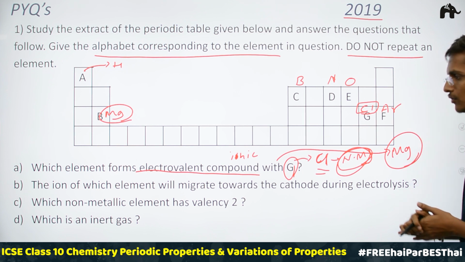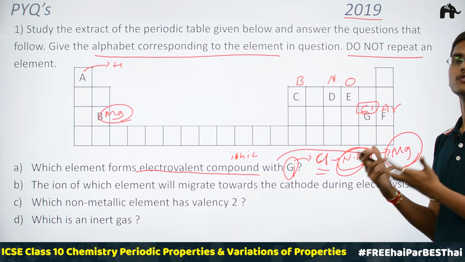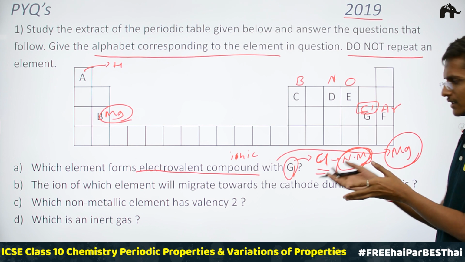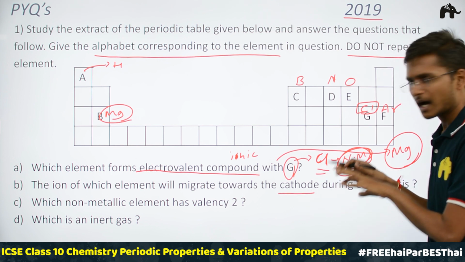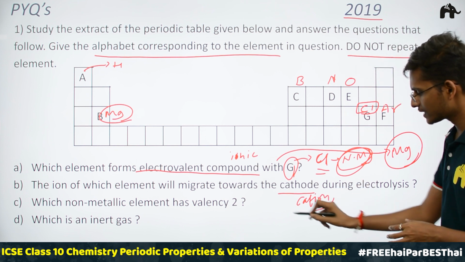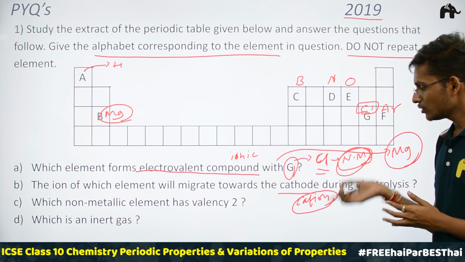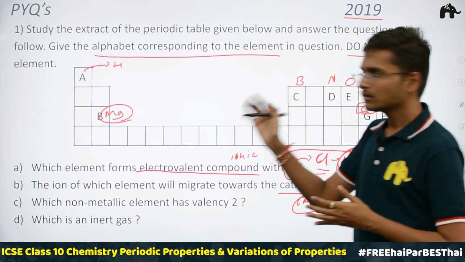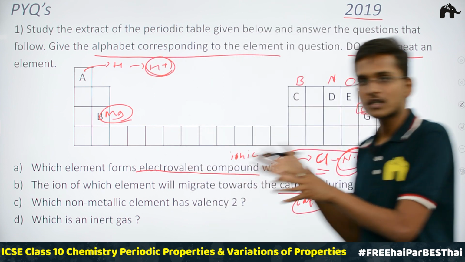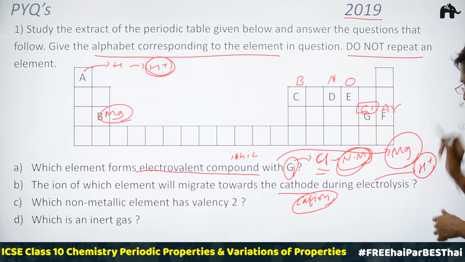Now the second question is: which ion would migrate towards the cathode? Once we study electrolysis in detail, we would answer that question. But for your understanding, the ion which migrates to the cathode is the cation. Cations migrate to cathode. You can remember it in this way. So out of these, hydrogen forms H plus, and this H plus cation migrates towards the cathode during electrolysis. So the answer here is H plus.